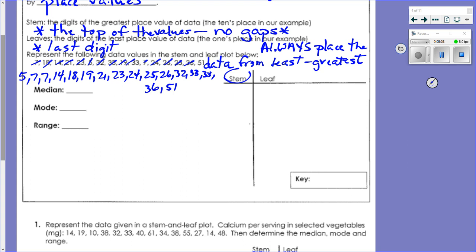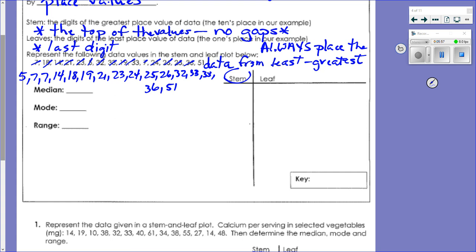Ones is our place value, right? So what place values do we have other than ones? Tens. So what is the smallest amount of tens I have on any of these numbers? The smallest amount of tens. 0. I have 0 tens with 5, right?